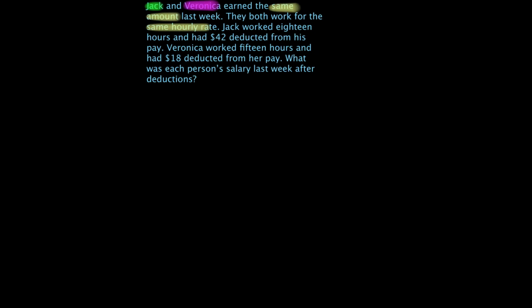All right, now we're back to Jack's information. It says Jack worked 18 hours and had $42 deducted from his pay. Veronica worked 15 hours and had $18 deducted from her pay. Then we're asked, what was each person's salary? So each person's salary after deductions.